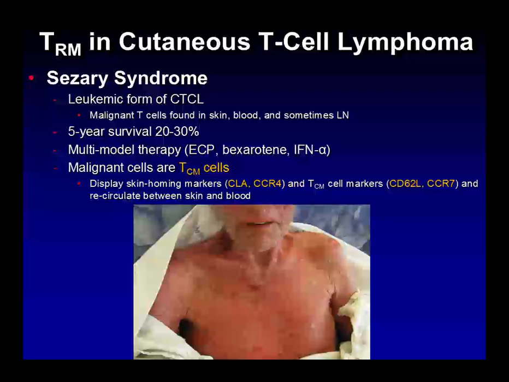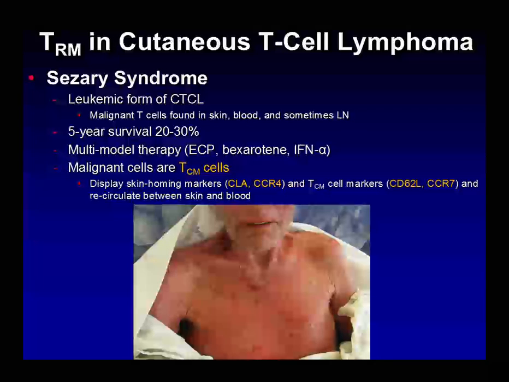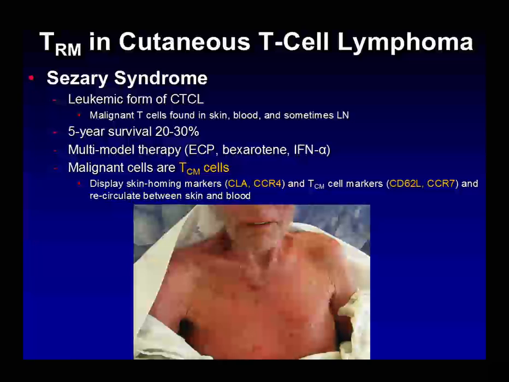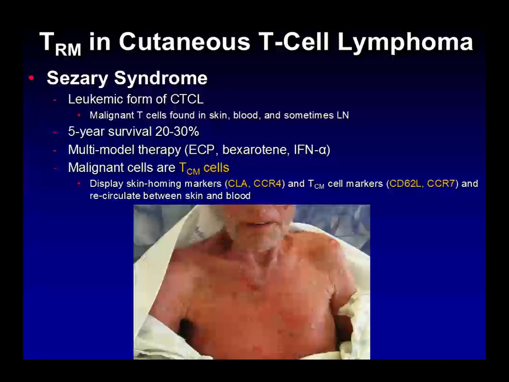And here, unlike mycosis fungoides, the malignant T cell is a central memory T cell. And these cells actually display both skin homing markers, as well as strong expression of central memory cell markers. So these cells traffic between the blood and the skin, which we know is where they're found.